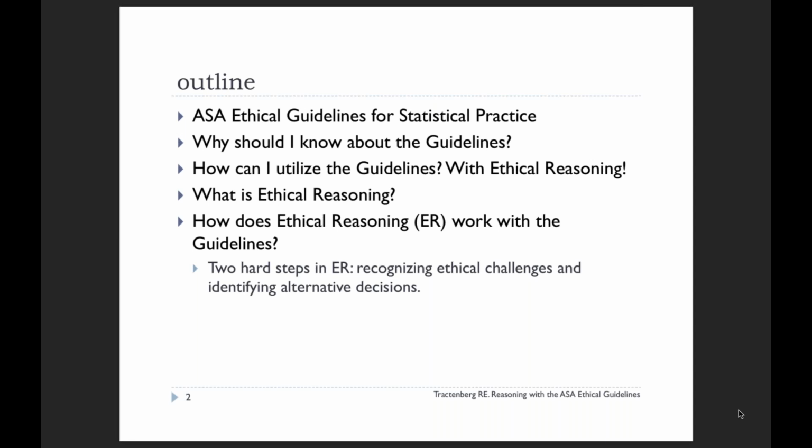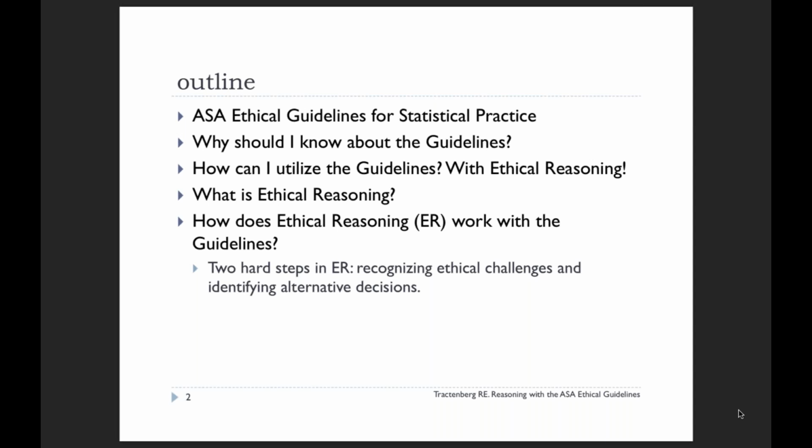So today, briefly, I'm going to be talking about the guidelines, and these slides have the URL where you can go to the ASA website, or you can Google ASA Ethical Guidelines. I would add statistics in that, because if you do a Google search, you're going to get the American Society for Anesthesiology and also the American Sociology Association guidelines as well.